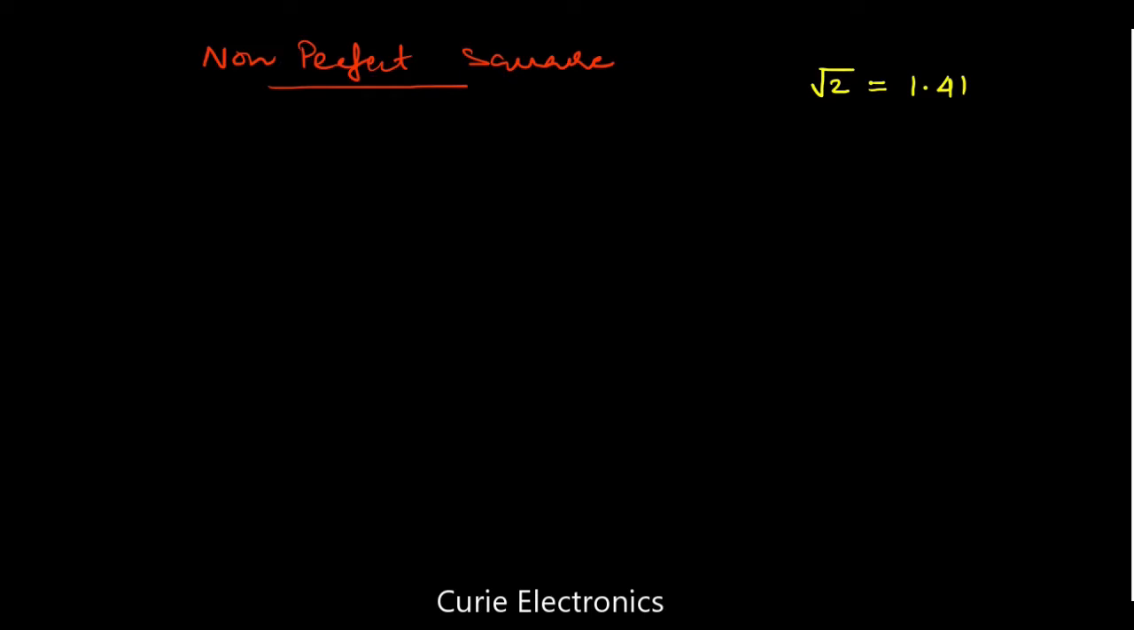1.414. And what about root 3? Root 3 equals 1.73. Then what about root 5? Up to here, if you know, it is good. Root 5 is 2.23. This is better to learn by heart: root 2, root 3, root 5.